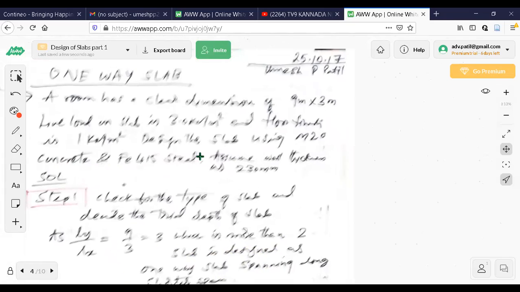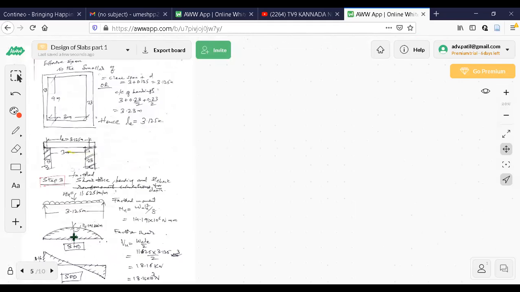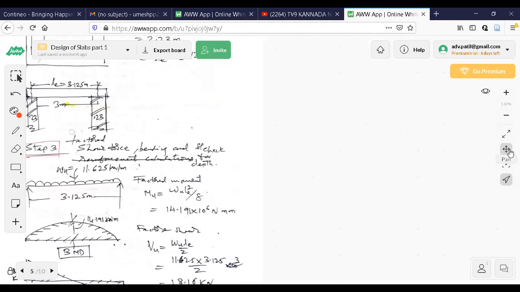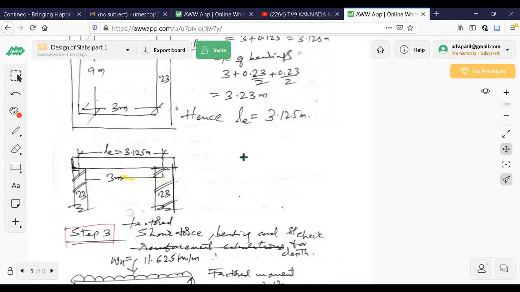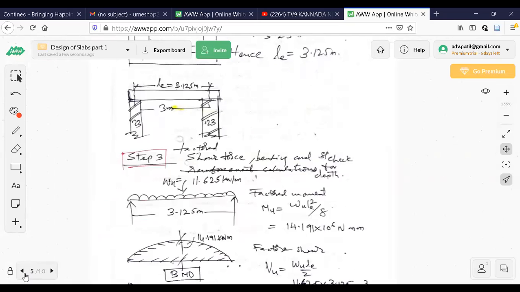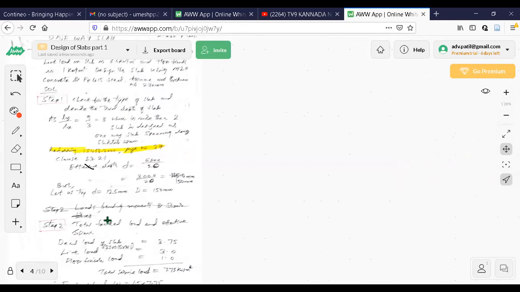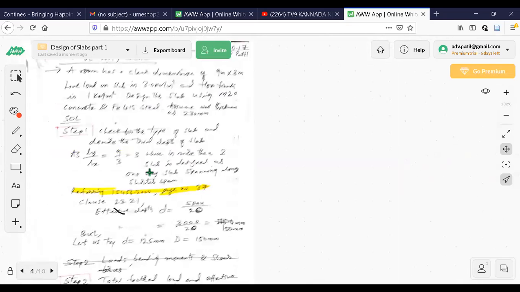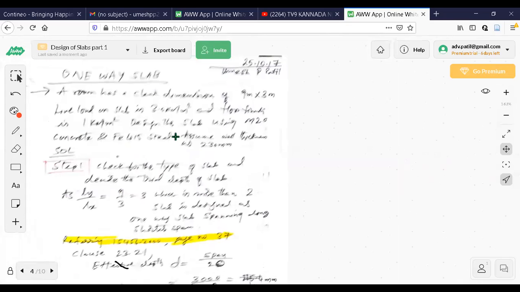So don't try to read it. Just listen to what I'm telling. Only this page is a little bit blurred. The next pages are very clear. See this, all dimensions, everything is clear. So here, try to understand what I'm actually telling rather than trying to read it.